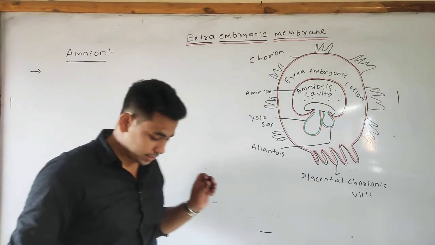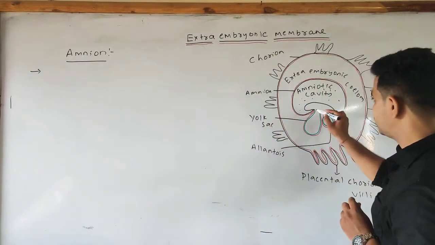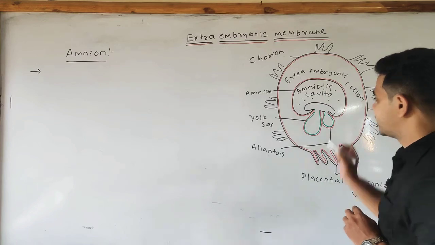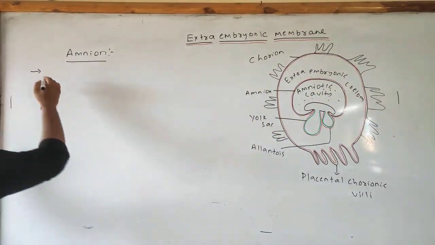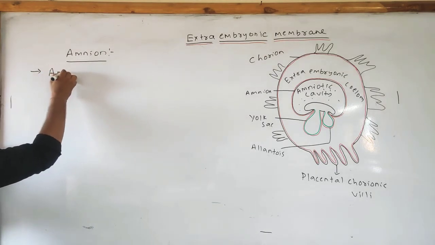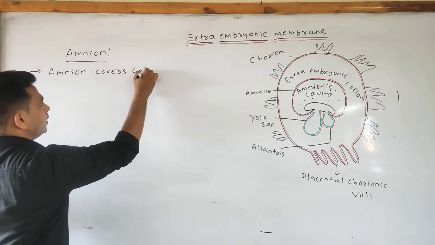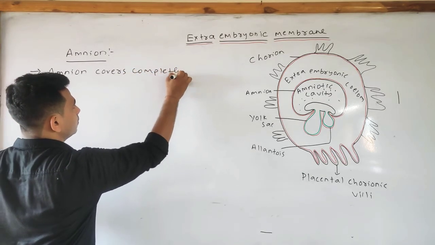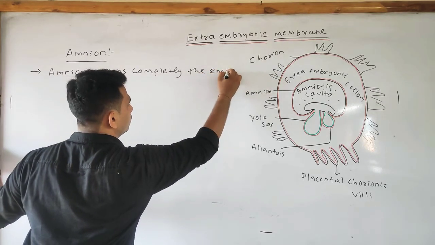First point, amnion covers the whole embryo. The embryo is totally covered by an extra embryonic membrane that is called the amnion. Amnion covers completely the embryo. Okay.